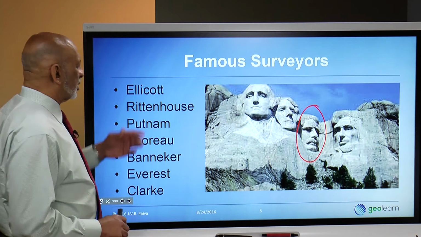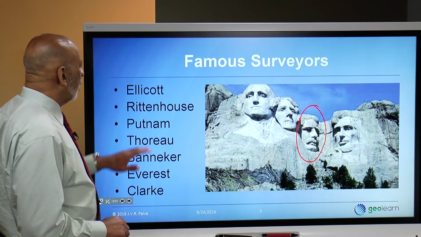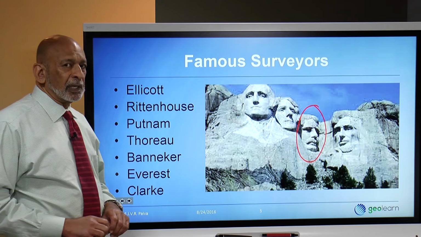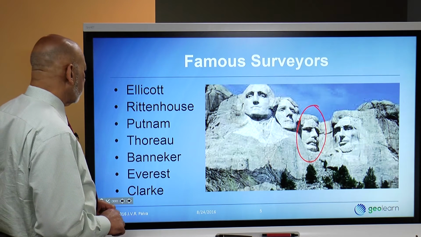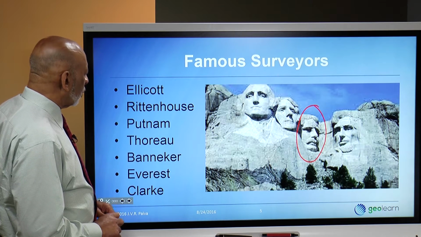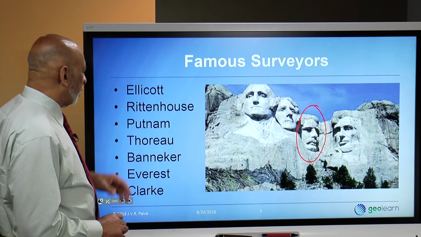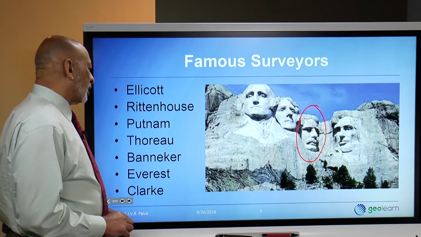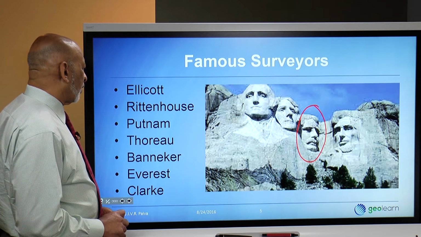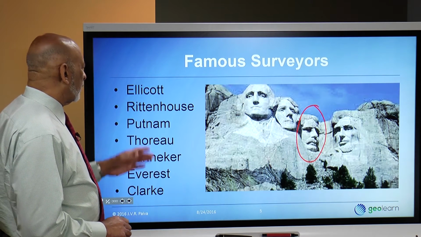Rittenhouse is someone else, a colonial or pre-colonial times surveyor, who is also known for being an instrument manufacturer. You might want to read about Putnam, and if you Google these names, if you do a search, you'll find out more about these people. Putnam was part of George Washington's team, and he was the one who did a lot of surveying.